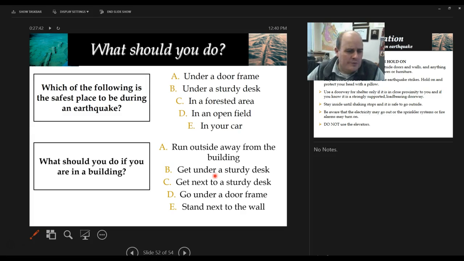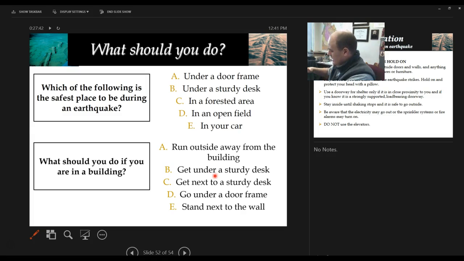So what should you do if you're in the building? Get under the sturdy desk would be a good one. Go next to a sturdy desk. I put that because that's sometimes a misconception that people have. There's this faulty rumor, or urban legend, that if you're right next to the desk, and the desk collapses, you'll be smashed.